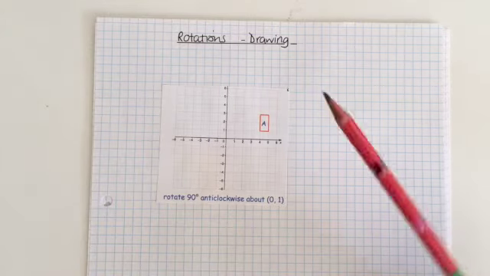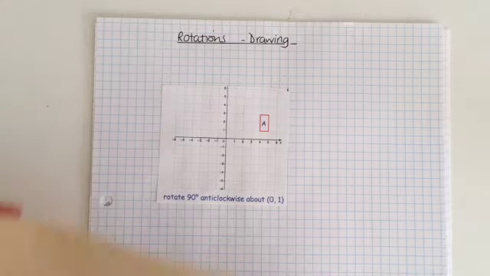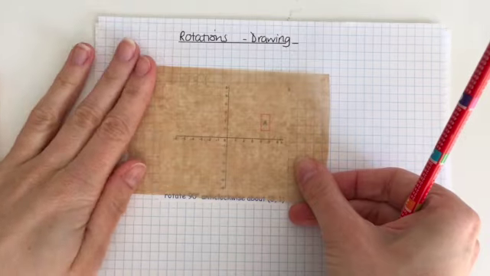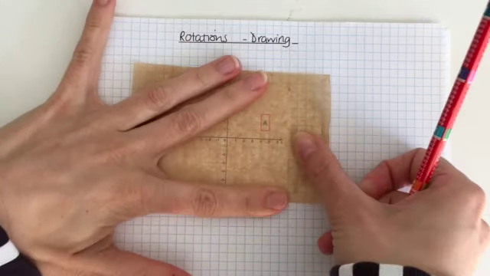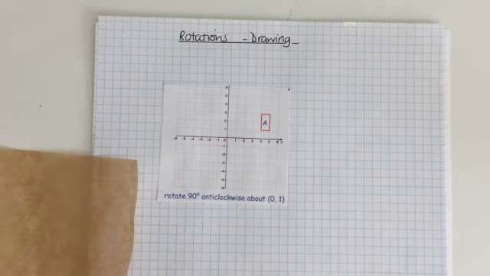So what you need to do is you'll have a piece of tracing paper. Now, I haven't actually got any tracing paper at home, but I do have baking paper, and that works in exactly the same way. As you can see, you can use it as tracing paper. Okay, so let's read what we're doing here.